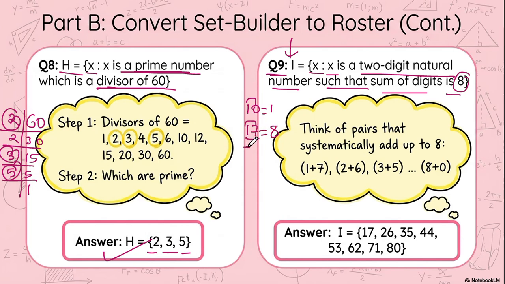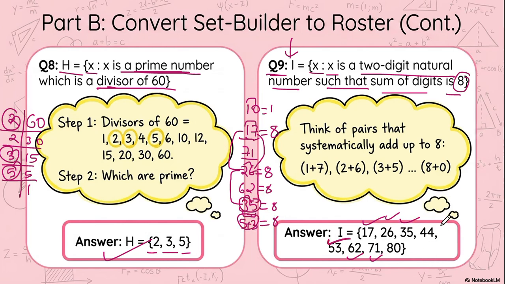So if 17 is there, then 71 is also there, no? So 17 and 71. Then the pattern is you just increase the first number by 1, so it is 2, and decrease the second number by 1, so it is 6. So 2 plus 6 is also 8. So 26 is there, then 62 is also there, sum is 8, correct? So 17, 26, 71 and 62. Similarly, increase 2 by 1 and decrease 6 by 1, so 35. 3 plus 5 is also 8. So if 3 plus 5 is 8, then 5 plus 3 is also 8. So 35 and 53, both numbers will come.